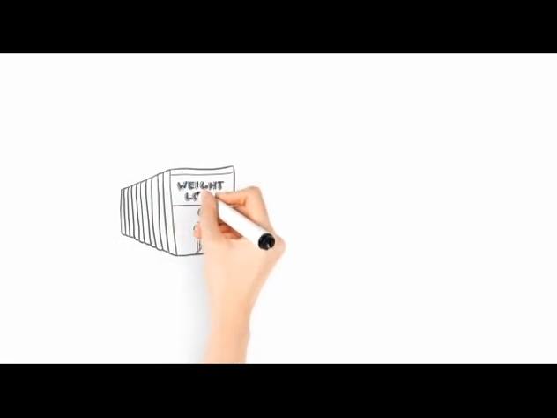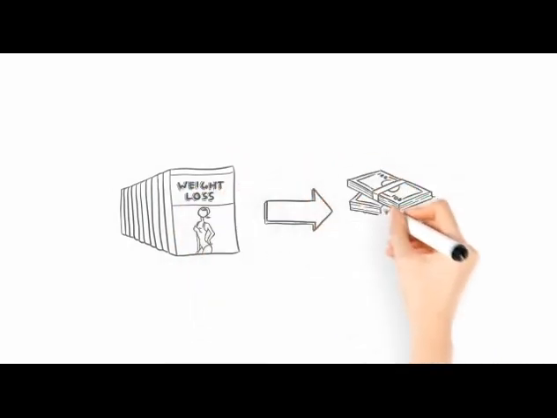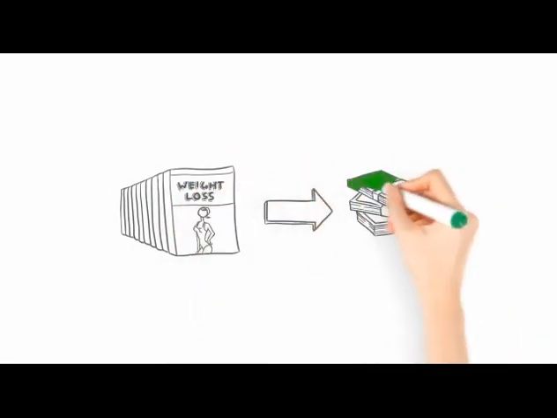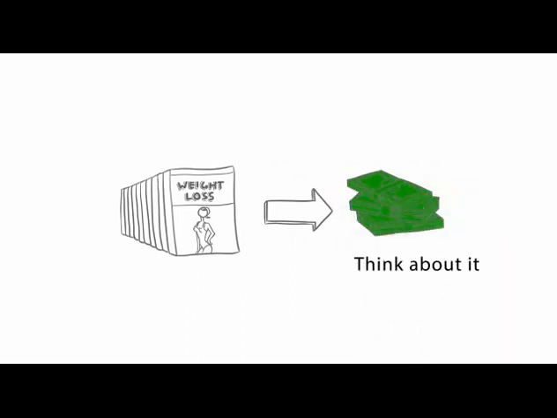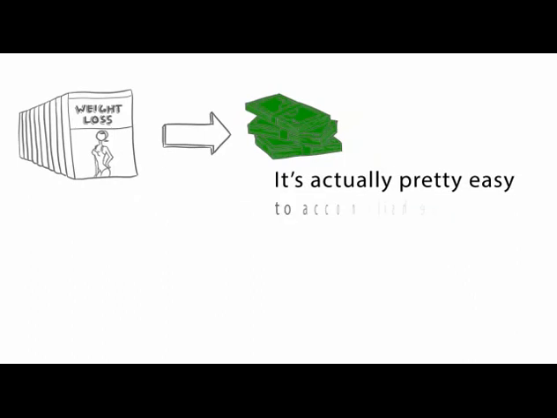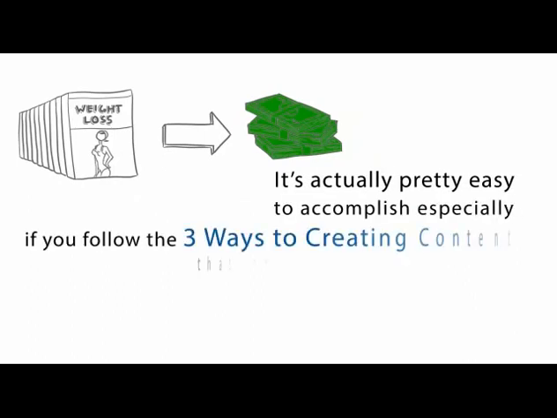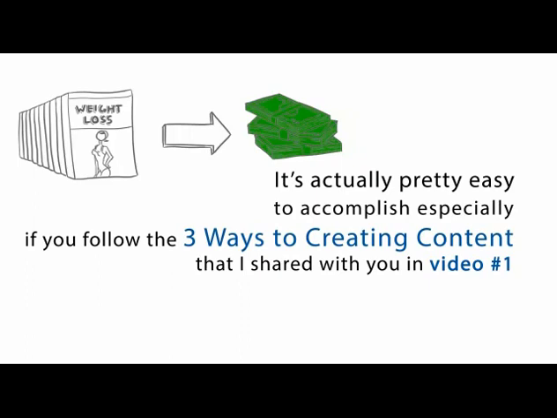Profit and sales boosting tip number four is the more books you have for sale and the more you keep adding to your virtual shelf space, the better you'll do. With one Kindle title, you can do okay, but with 10, you can do 10 times more. Think about that. It's actually pretty easy to accomplish, especially if you follow the three ways to creating content that I shared with you in video number one.